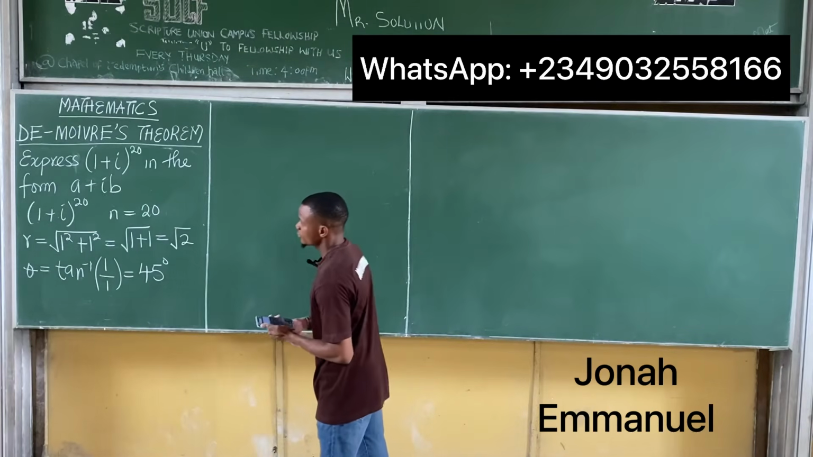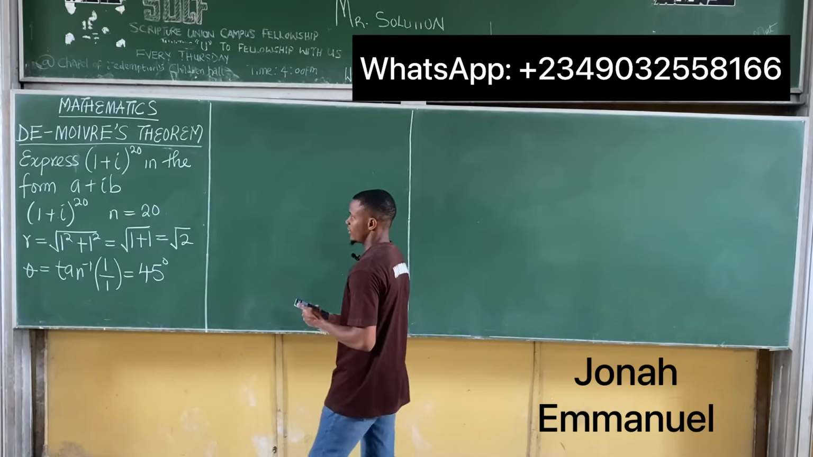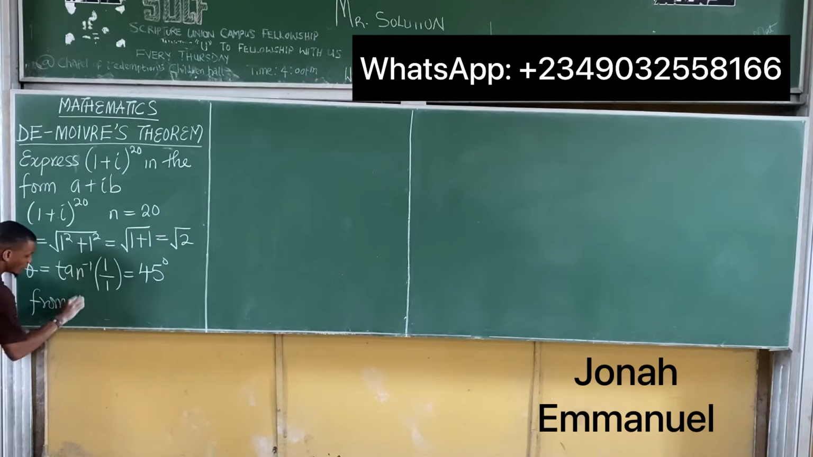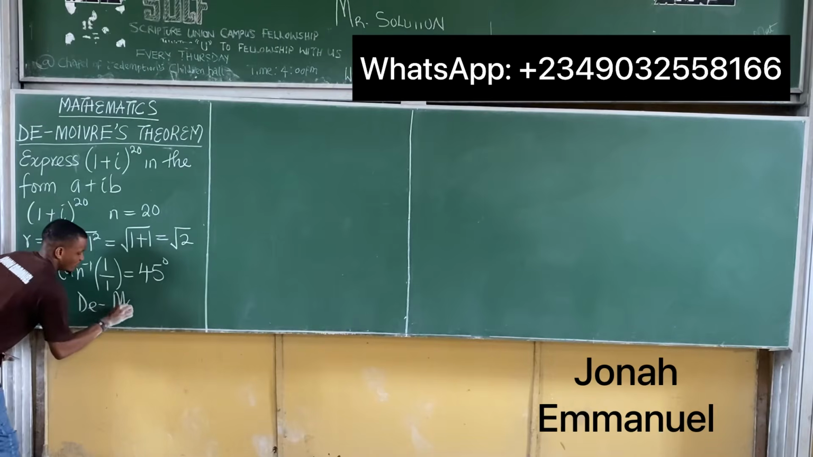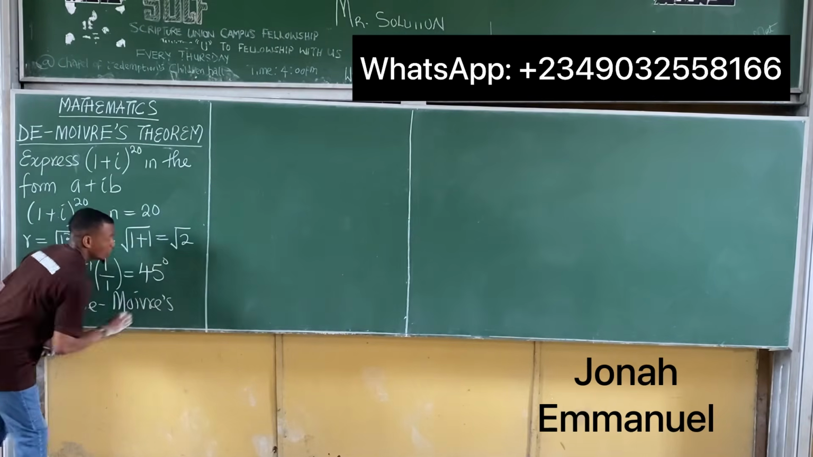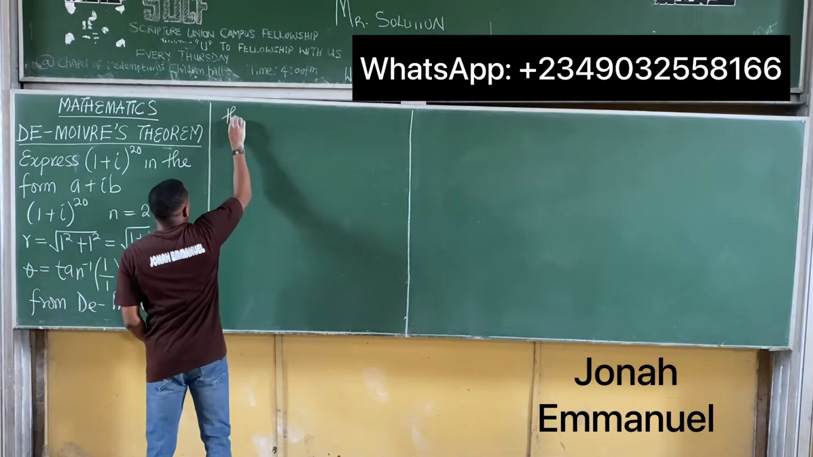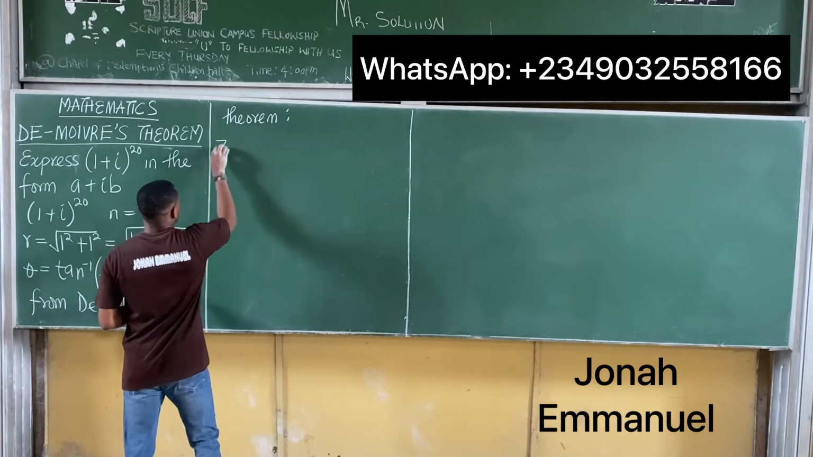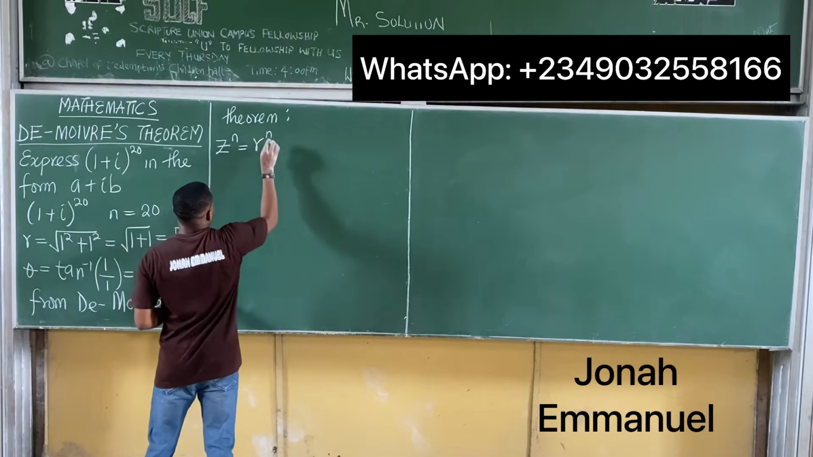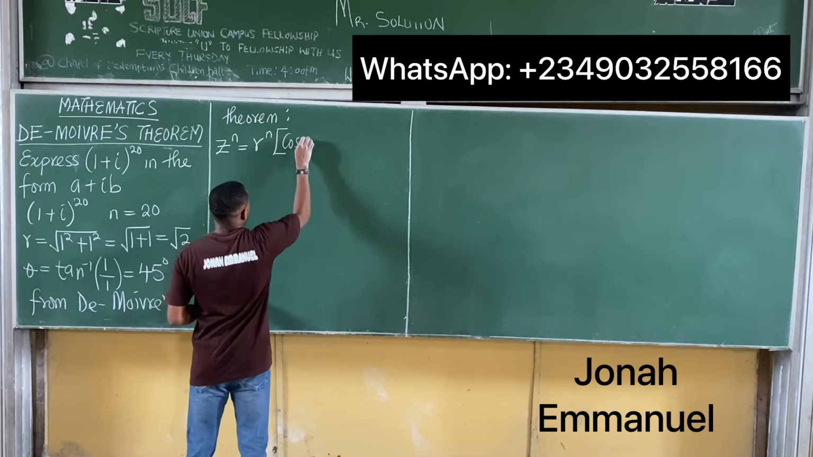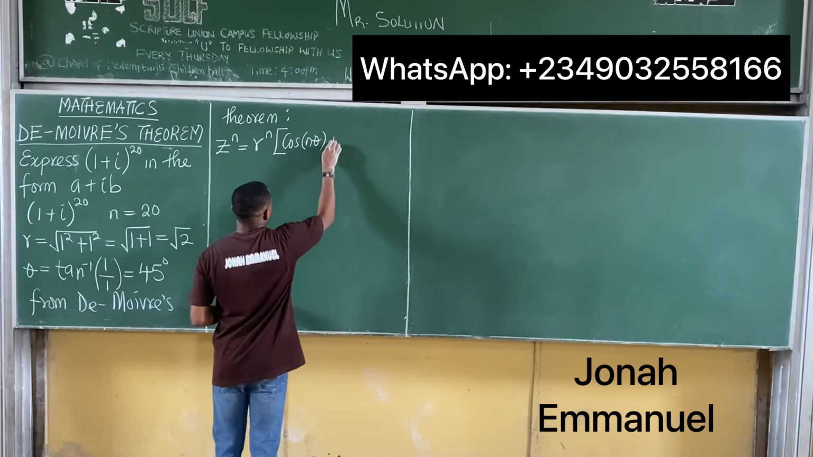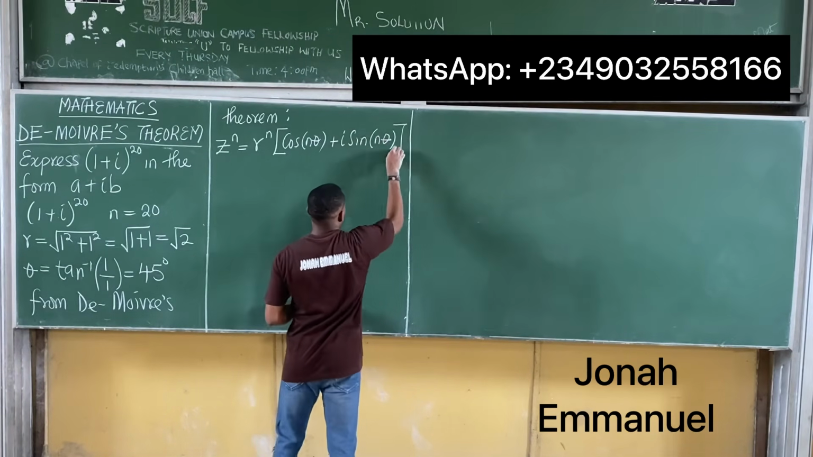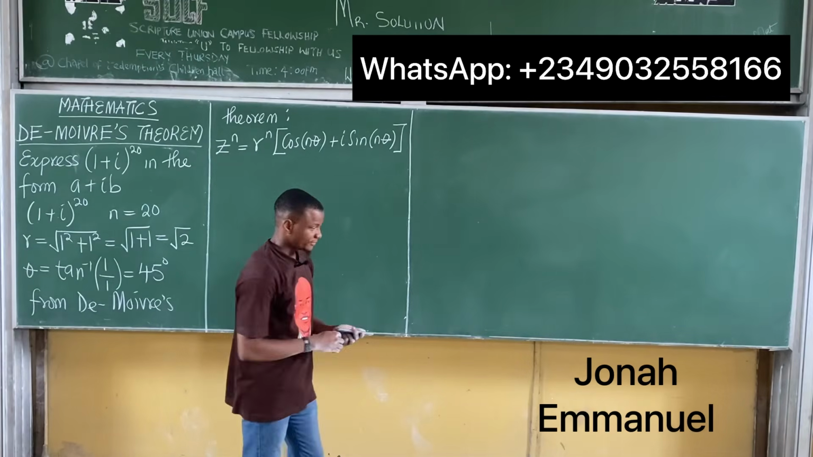All right, so if this is true, let's now do the idea of De-Moivre's theorem. From De-Moivre's theorem, what do we have? We have that z to the power n is equal to r to the power n into cos of n theta plus i sine n theta. So I have this one here.